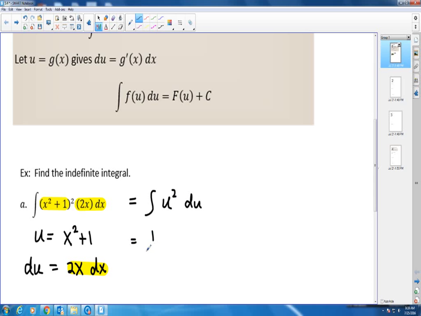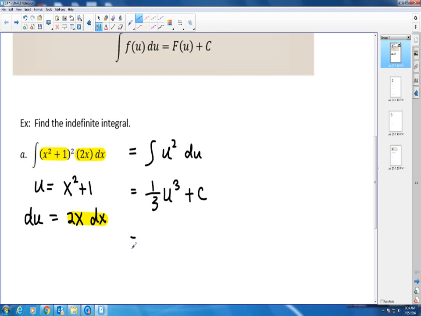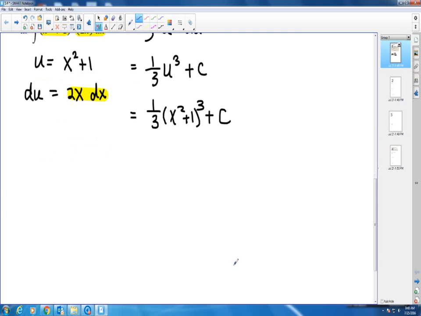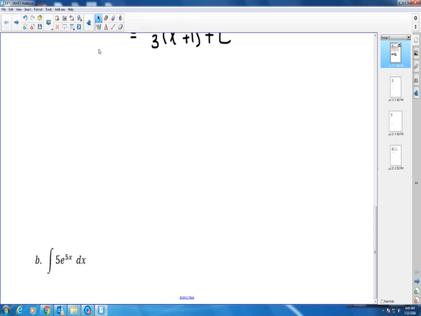Moving the exponent down, that will be 1 over 3 u to the third power plus c. Now I'm going to replace the u back with what I set it equal to from the beginning. So this answer will be 1/3 times x squared plus 1 to the third power, plus c. Okay, so that's the answer. Now let's try another one: the integral of 5 times e to the 5x.